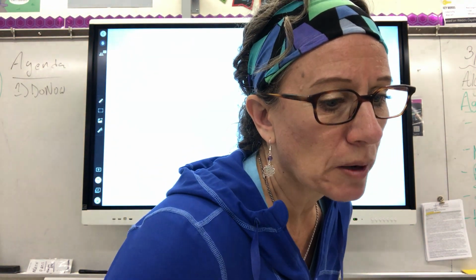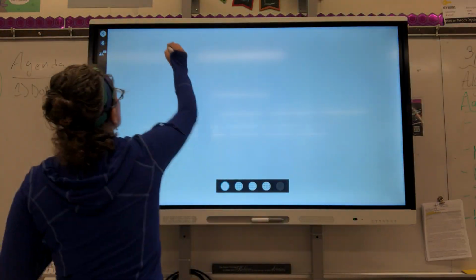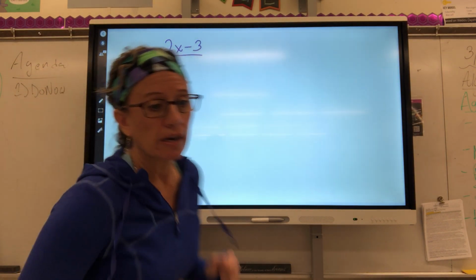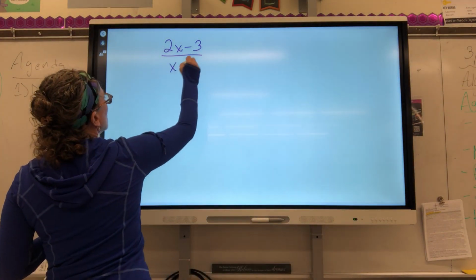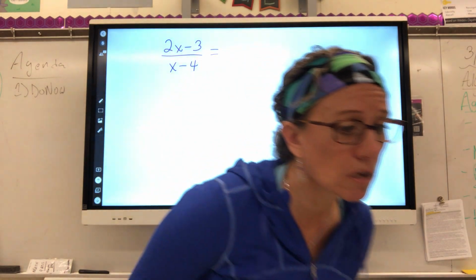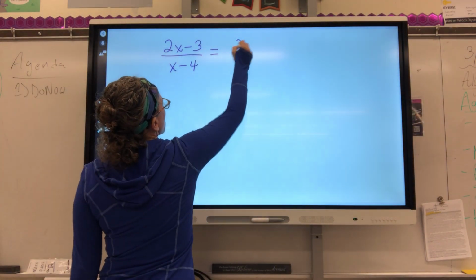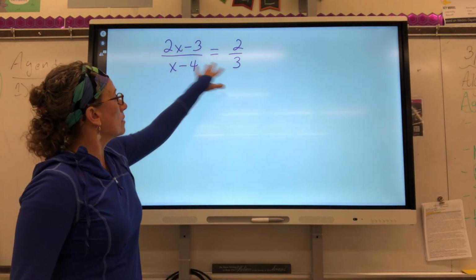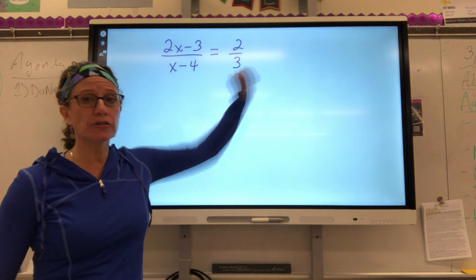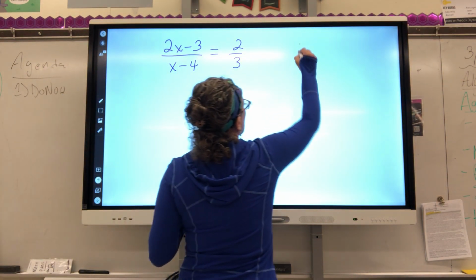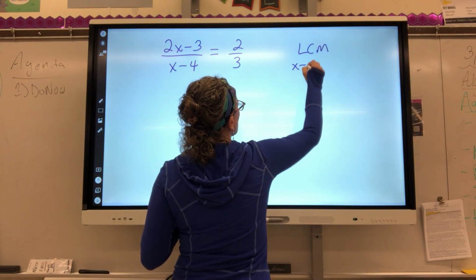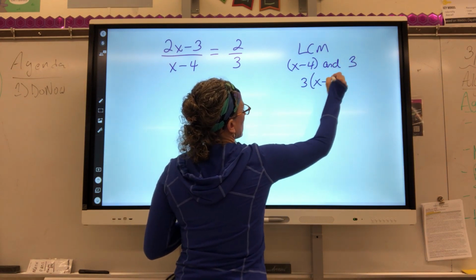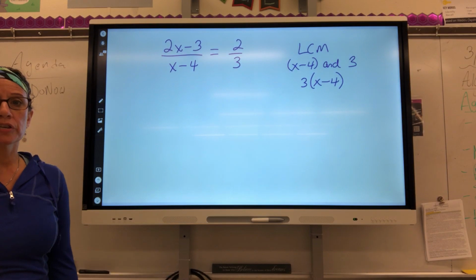Okay, first one: (2x minus 3) divided by (x minus 4) equals 2/3. Okay, so we're going to use the procedure of least common denominator. So if you have to, we're going to go over to the side and write LCM. We're going to write what our denominators are, and then we're going to write the LCM of the denominators, which is 3 times (x minus 4).